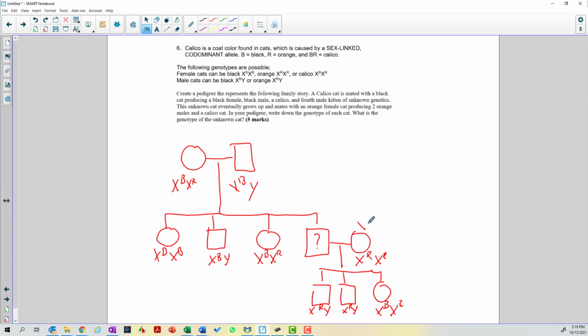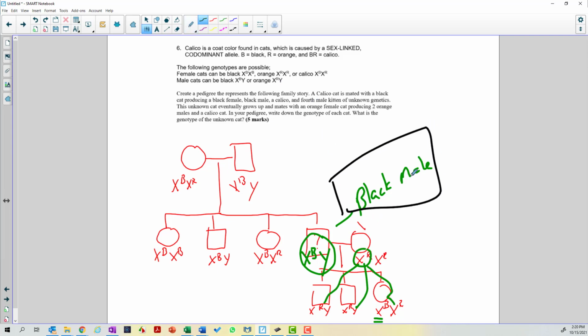So this is an orange female, so we know that she had to give an R to her children. Right, we know that. So that means this B had to have come from dad. And we know it's a dad. He gave the Y. So that means this is a black male. Black male. Okay. So you got 1 mark for this, and then 4 marks for your general pedigree.